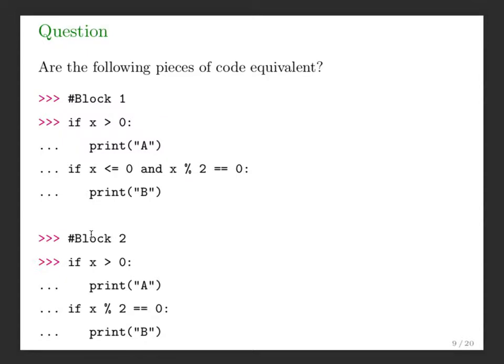For block 2, what happens? If 2 is greater than 0, print A. So block 2 prints A. And additionally, if x is even, print B. So this prints B. So block 1 prints A only, and block 2 prints A and B. All right, so the point I'm trying to make here is that in an if-else block, you can carry forward the conditions.